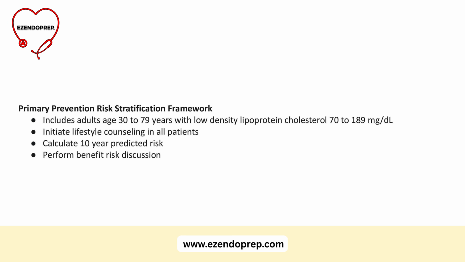Let's break this table down a bit more. First, let's talk about primary prevention and align it with risk categories. We begin with LDL between 70 and 189 milligrams per deciliter in adults aged 30 to 79. Everything starts with lifestyle counseling. Then calculate 10-year risk and have a benefit-risk discussion.